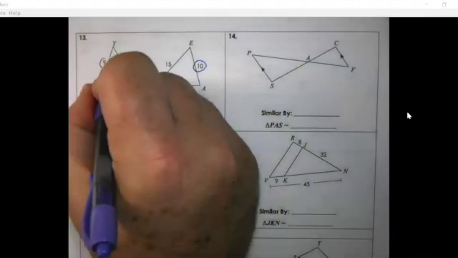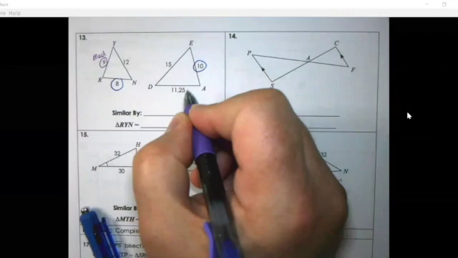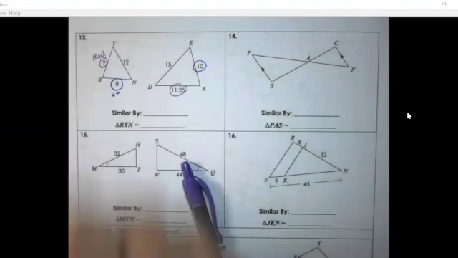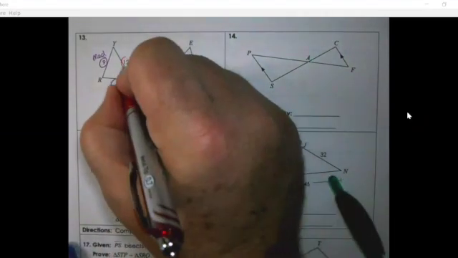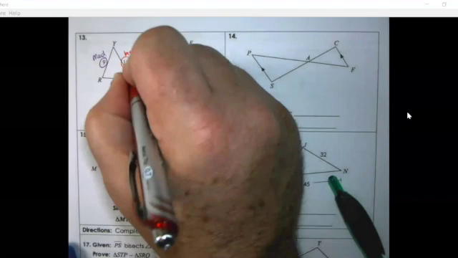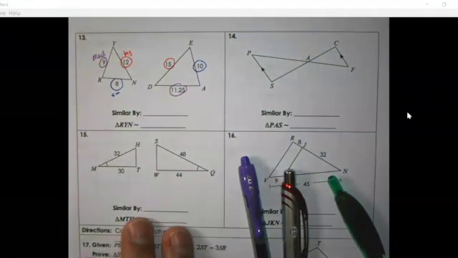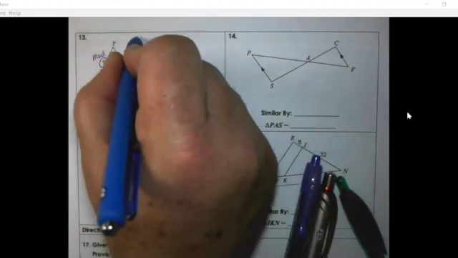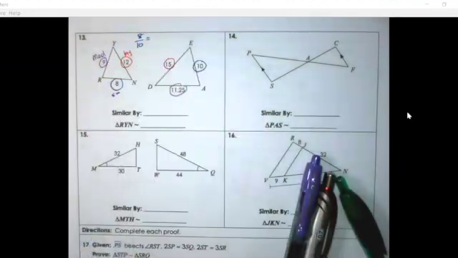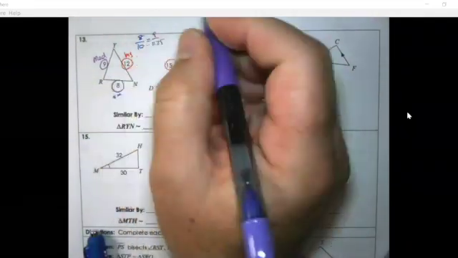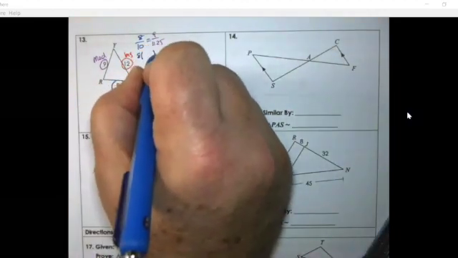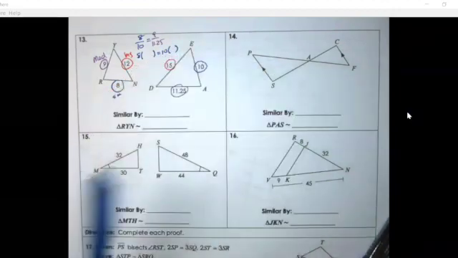The mediumest is 9, which means this one is medium. This one's small. And the biggest and the biggest. So all those ratios should be consistent. Let's pick one pair. We'll do the purple and the blue. So we would say that 8 to 10 should equal 9 to 11.25. So that would mean that 8 times 11.25 should equal 10 times 9.